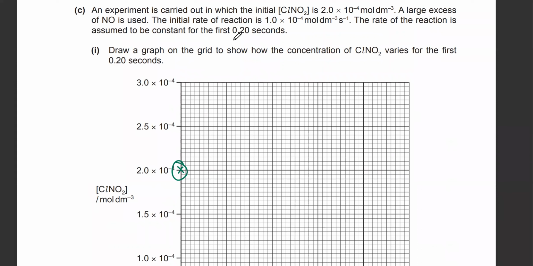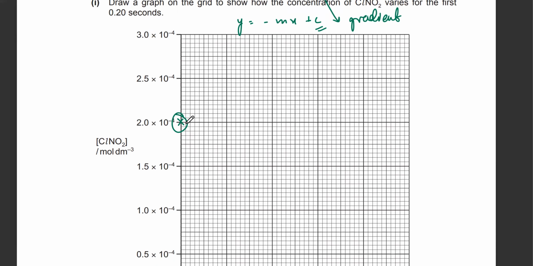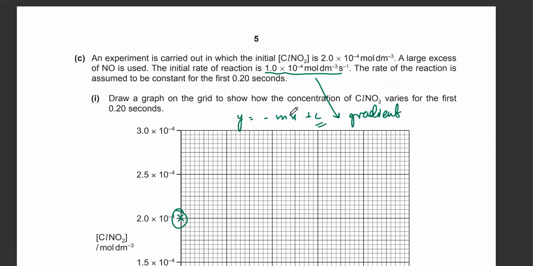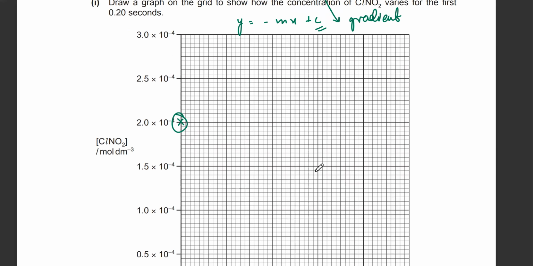And he's given us the rate of the reaction. The rate of the reaction is the gradient. And it's going to be a negative gradient. So it's going to be y is equal to minus mx plus c. We have the c value as well. That's the starting concentration. We have the gradient, which would be a negative gradient because the concentration would go down.